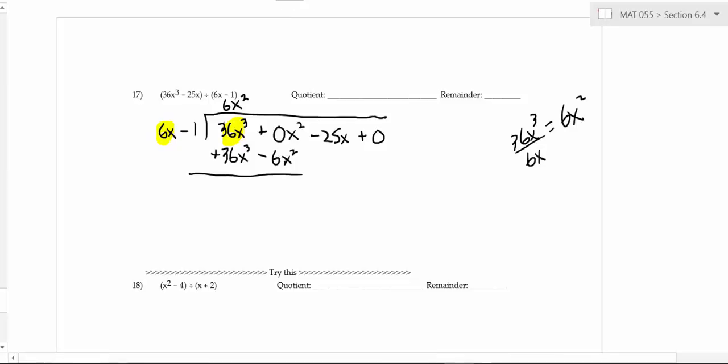Now we're going to subtract, so I'm going to change the signs and add. The first column cancels out. The second column, 0 plus 6, is 6x squared. Then I'm ready to bring down the next number. So I've gone through one loop of the problem. What's next? You're ready to divide again. So the next thing you're going to do is 6x to the second divided by 6x. What's the result of that division?